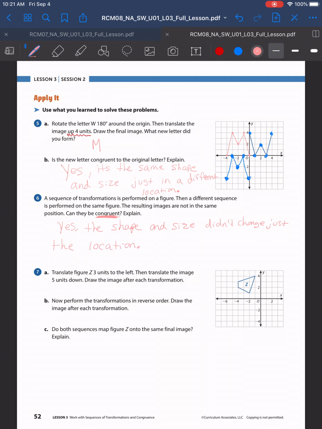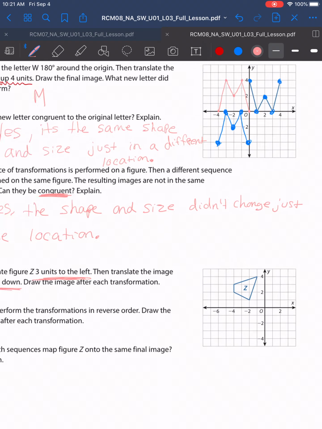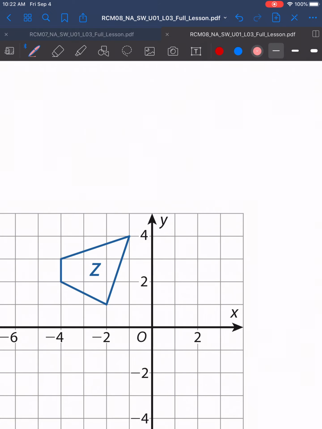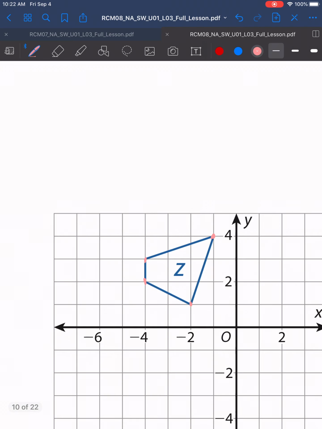Okay, number 7. Translate figure Z 3 units to the left, then translate the image 5 units down. Draw the new image, okay? So 3 to the left. Left is this way. 1, 2, 3. 1, 2, 3. 1, 2, 3. Okay, so there's Z prime.